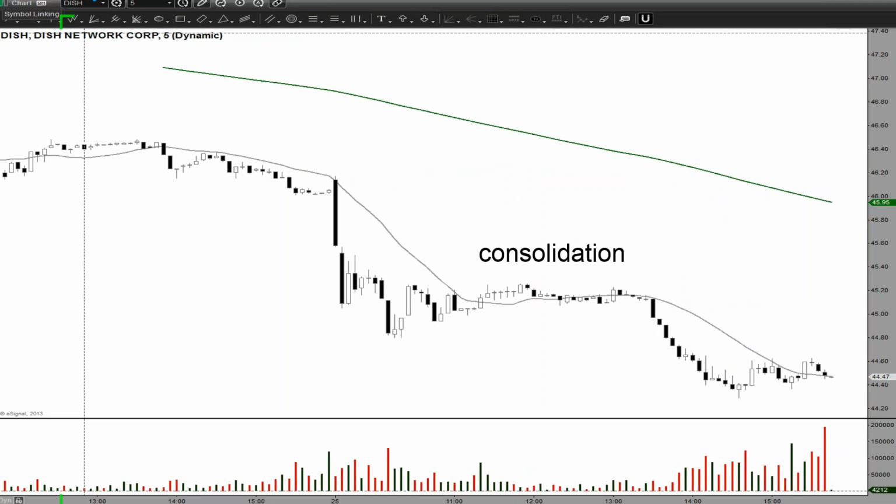And then here's Dish Networks. Here's what it looked like on the 5 minute. So again, there's that breakout. And they get trapped, and then boom, there's the trade right there. Nice and easy. Okay.